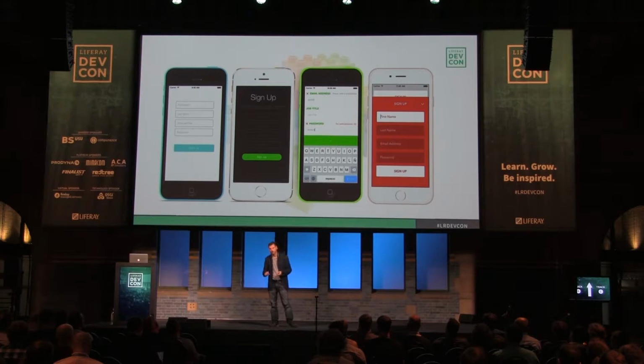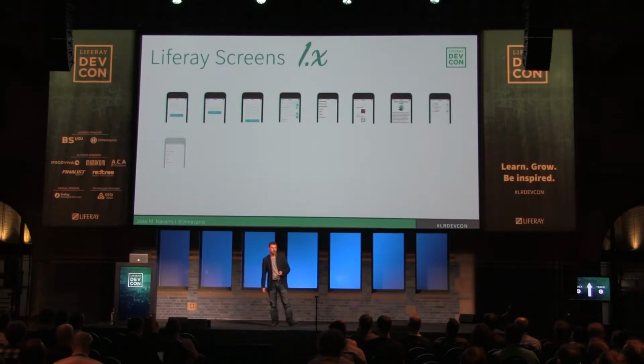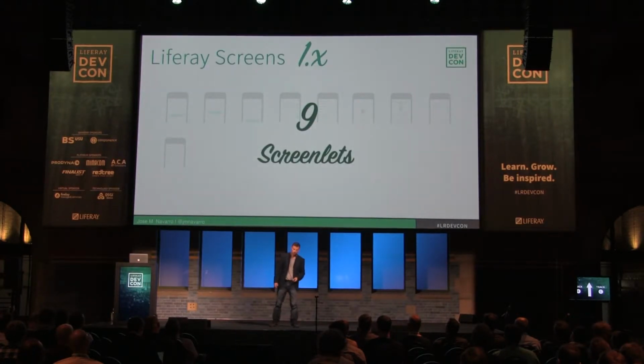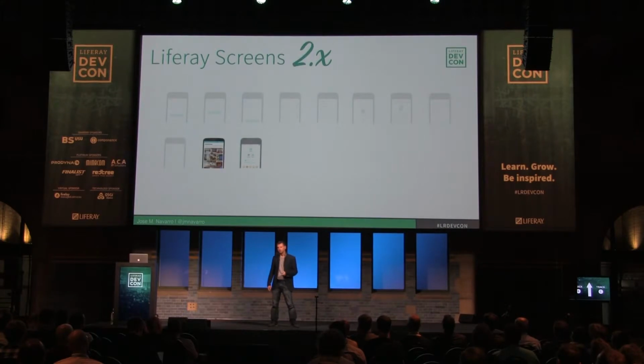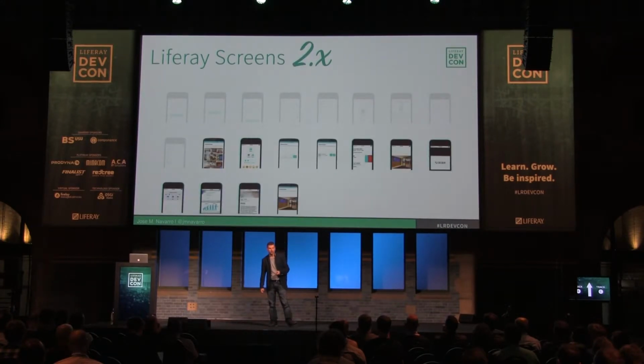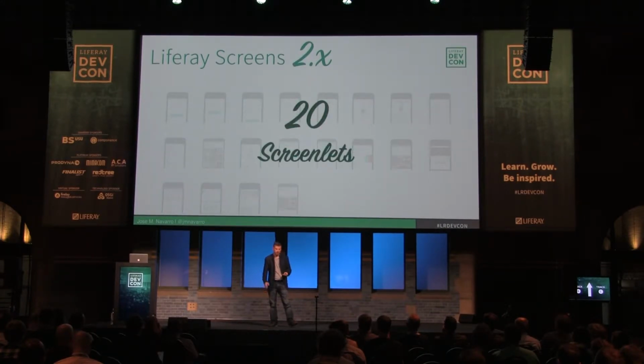They are native, and in the first version that was released 3 years ago, we released 9 screenlets. That's the name we give to this component. In version 2, we released up to 20 screenlets. So with these 20 screenlets, you can create any kind of mobile application. You just combine them in different ways to build your mobile application.